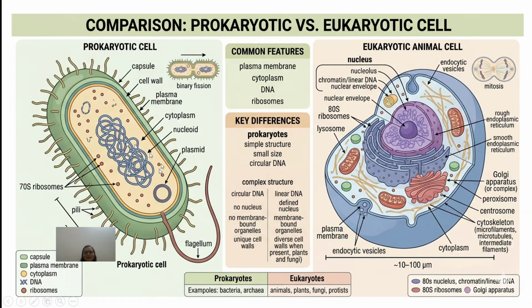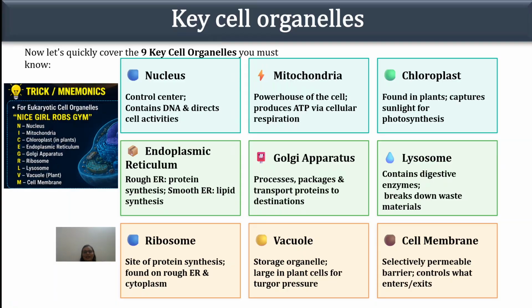Here genetic material is present in the cytoplasm, and here genetic material is present in the nucleus, right? So this is the whole thing. Here well-developed organelles are present inside the cell, and here undeveloped organelles are present in the cytoplasm. So this is the whole thing about prokaryotic and eukaryotic cells.